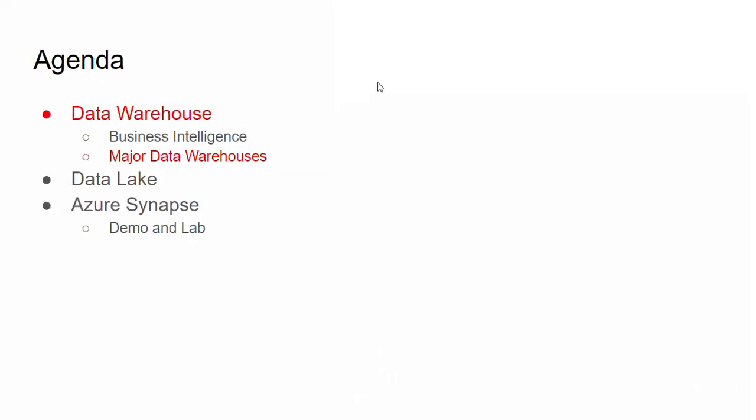So, talking about the data warehouse, right? We talked about what the data warehouse is, and we talked about what the data warehouse can be used for, which is business intelligence. These two terms are so closely related. When you look for a job and search for data warehouse, very likely you will see business intelligence or data analytics, and vice versa. So, what are the major players in this data warehouse field?